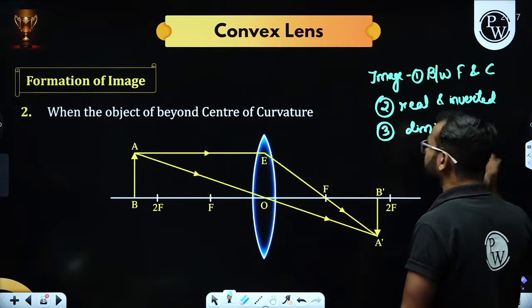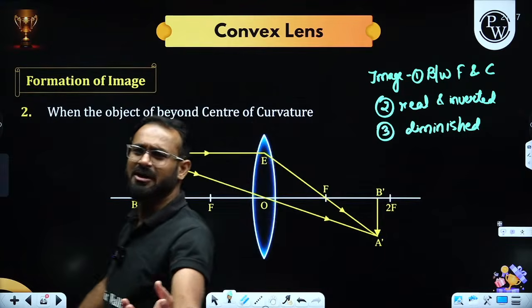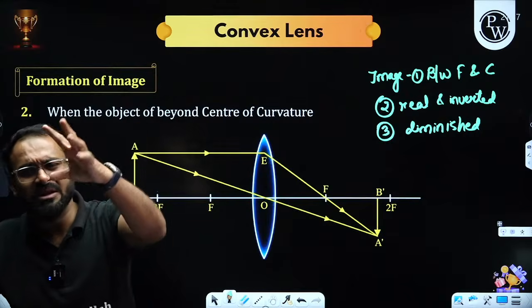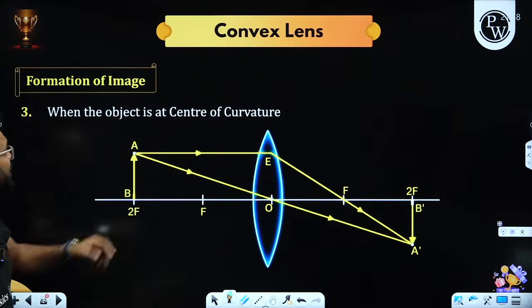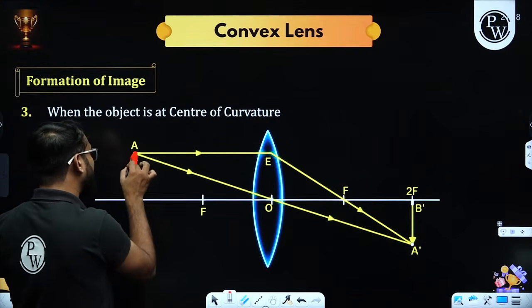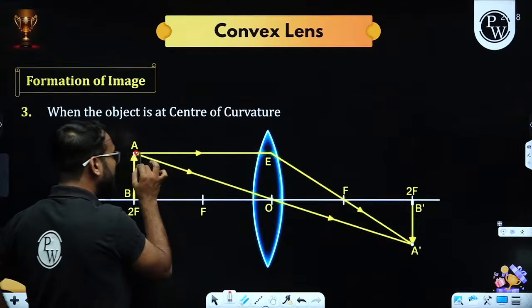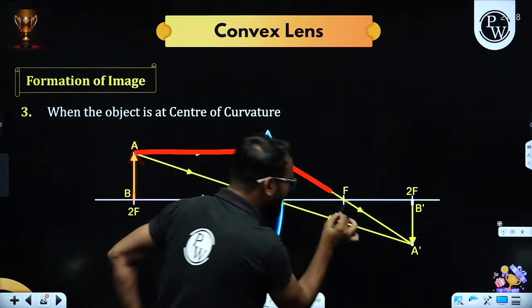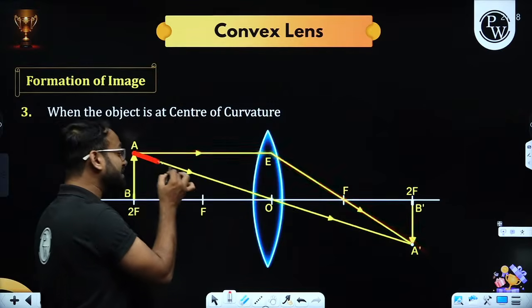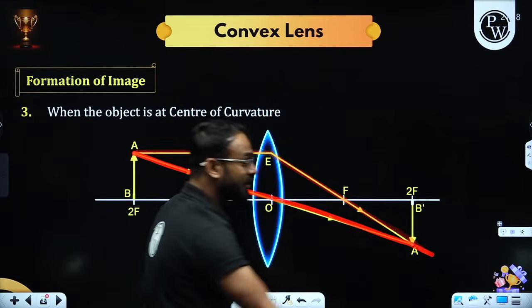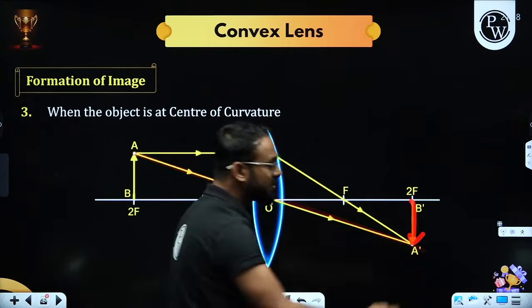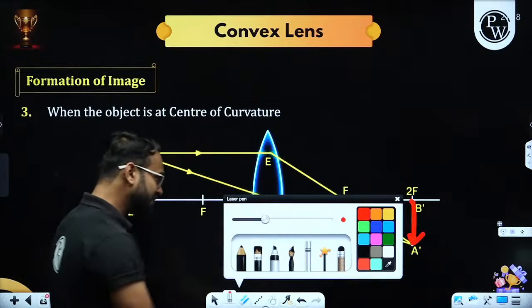All the 6 cases are similar to the concave mirror. The only thing is there will be only refraction. That is the only difference. Third one: when the object is at the center of curvature, follow the rules. Parallel to the principal axis, passing through focus. Passing through the optical center, no bending of light. Ultimately, you will be getting the image at 2F.